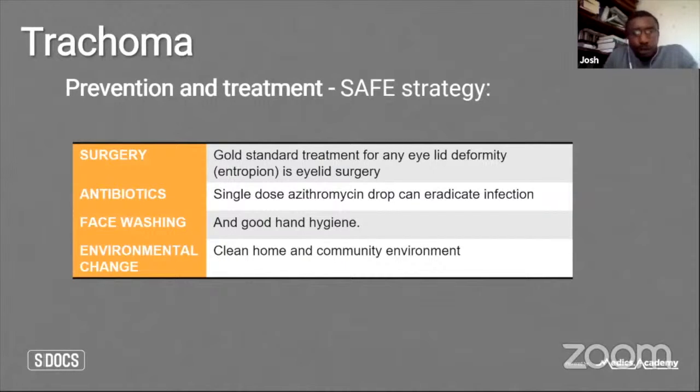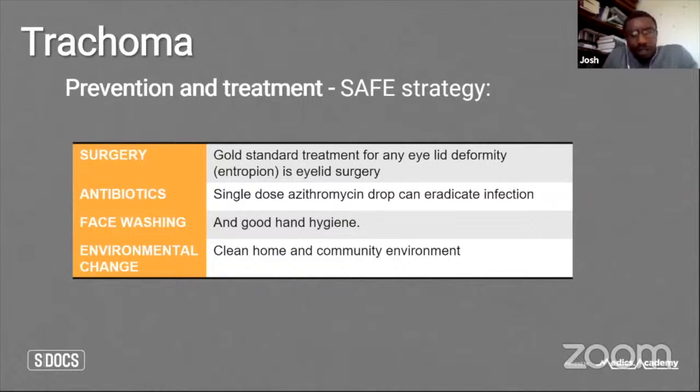So in terms of treatment, it's surgery or antibiotics. Surgery is the main treatment for any eyelid deformity. In this case, it's entropion. And antibiotics, a single dose of azithromycin, can eradicate the infection.